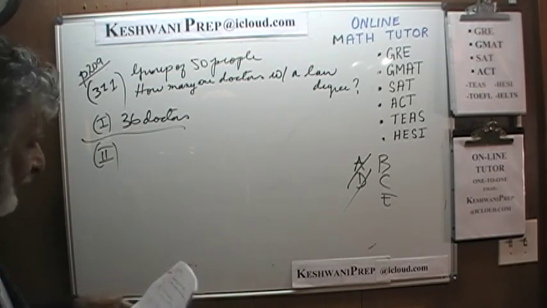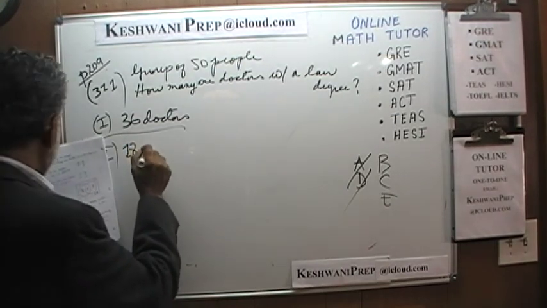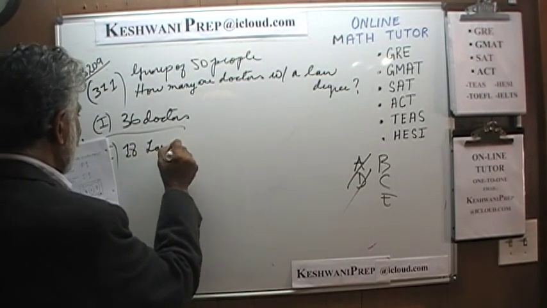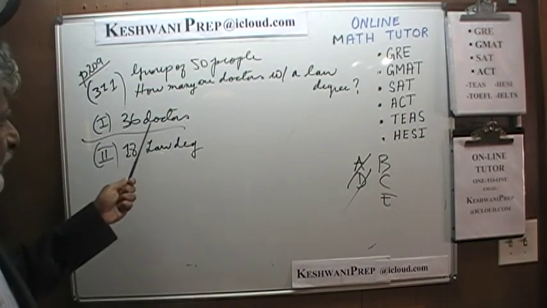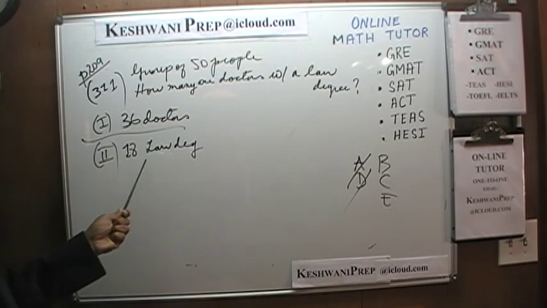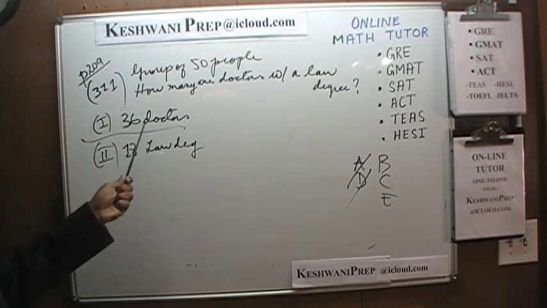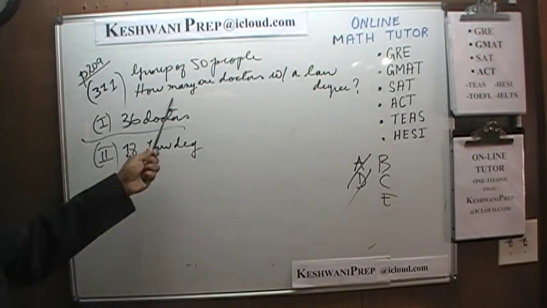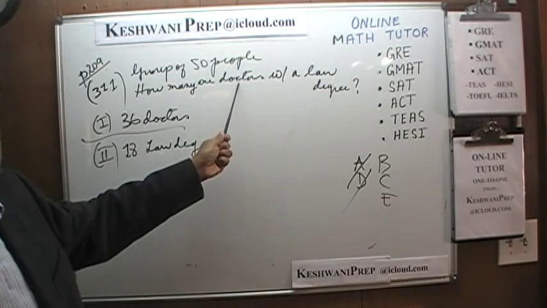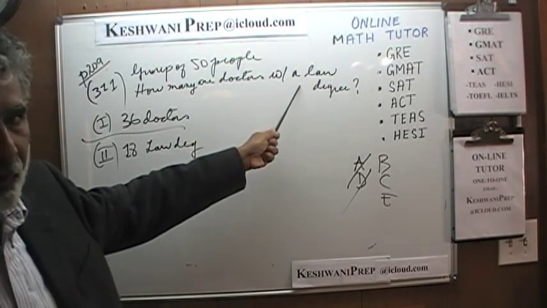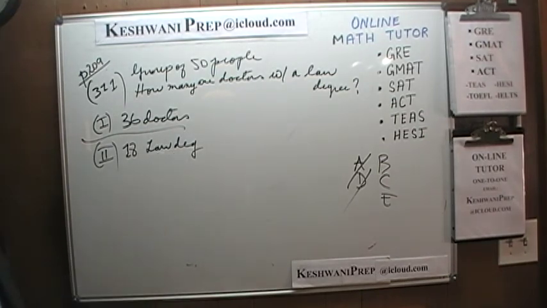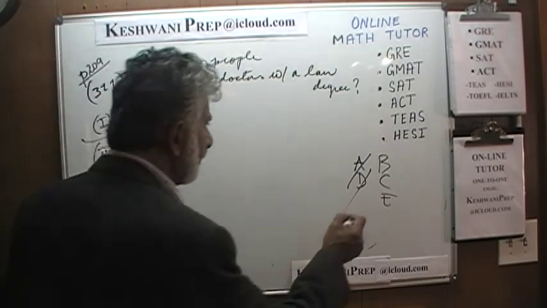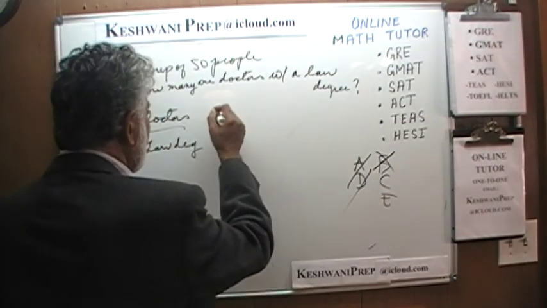Second one says that 18 have law degrees. Well, out of these 50 people, now we know that 18 have law degrees, but we don't know how many of these 18 people are also doctors. And that's the whole point. We want to find out people who are doctors and happen to have a law degree. We know it has to be some of these 18 people, perhaps even all of the 18 people, but we can't really tell just by looking at it. We'll have to put them together. The answer cannot be B. Let's put it together in the form of a Venn diagram.